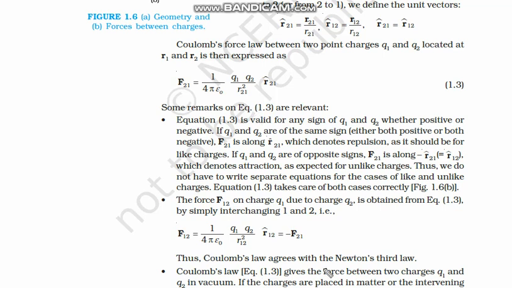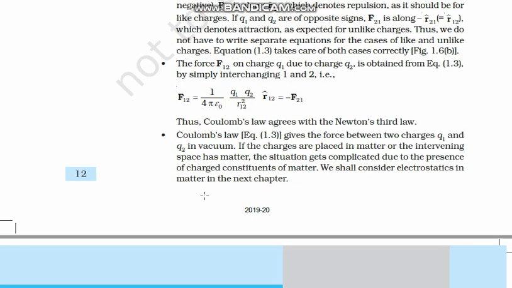This equation 1.3 gives the force between two charges Q1 and Q2 when in vacuum. If the charges are placed in matter, or the intervening space has matter, suppose we put another material there, then the situation gets complicated due to the presence of charged constituents of matter. So this is not that simple. We will understand later why. So we shall consider electrostatics in matter in the next chapters.